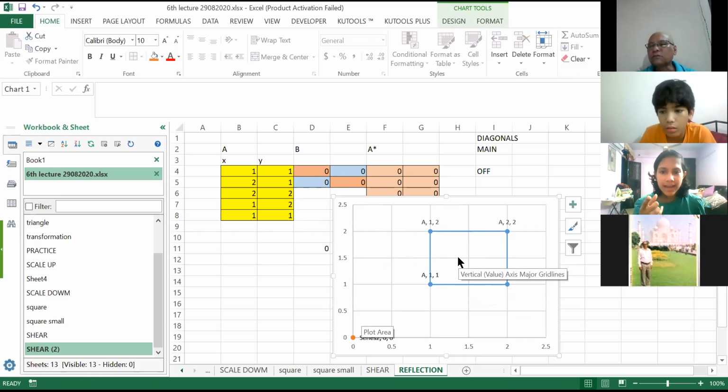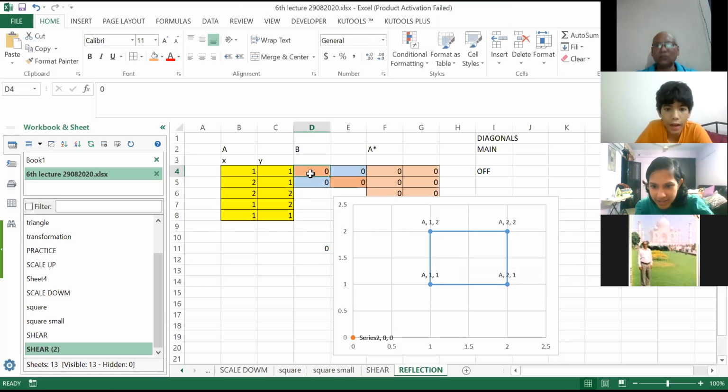Should we put -1 in both the main diagonals? No, actually, when your mirror is at the y-axis, only your x-axis value should be changed to negative. Positive means right side, negative means left side. Then it would go in the second quadrant. So it will be only -1 put here.